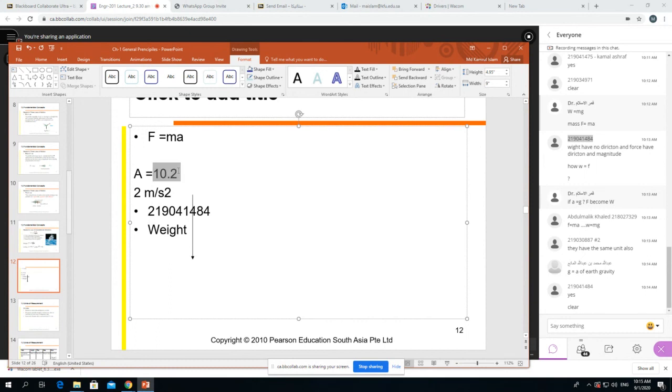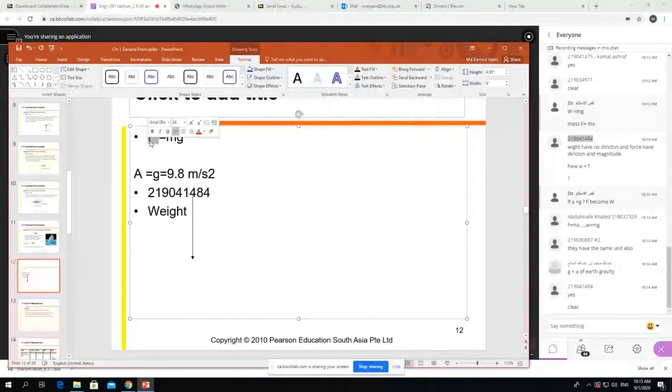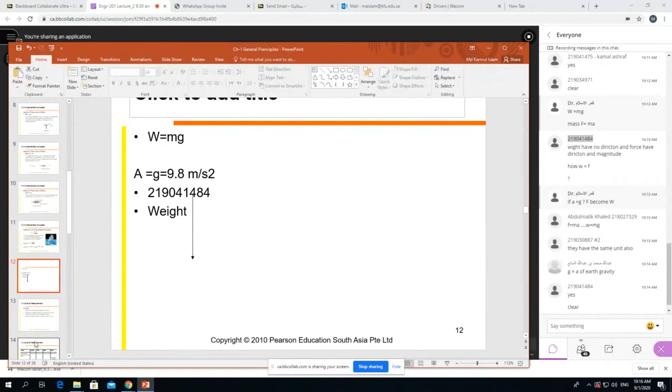But when your acceleration becomes 9.8 meters per second squared, then acceleration A actually becomes g. That means A becomes g. When A becomes g, then we can easily write it as W, the weight of the mass. In the next slide we will be discussing this.